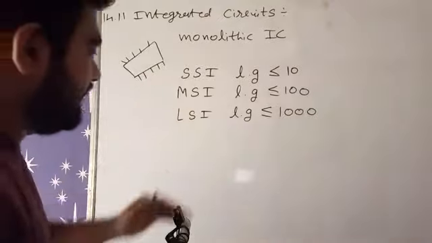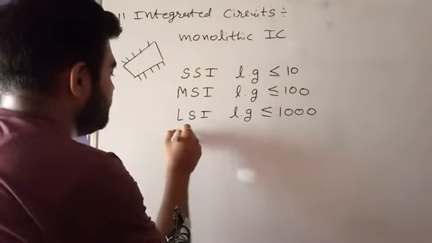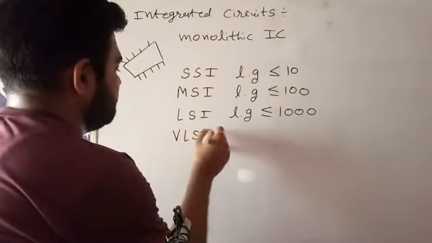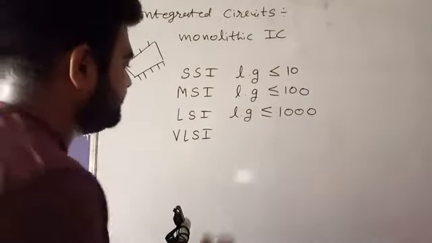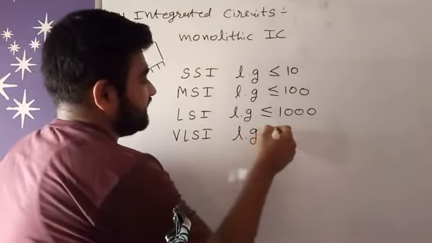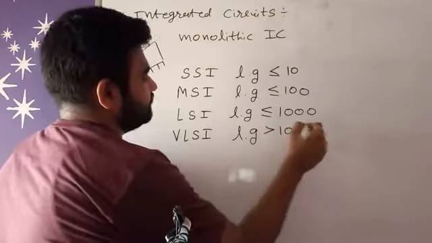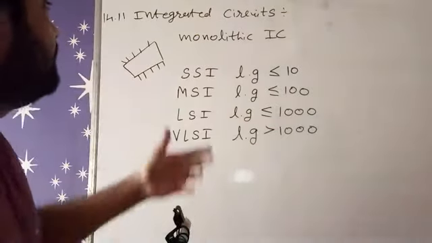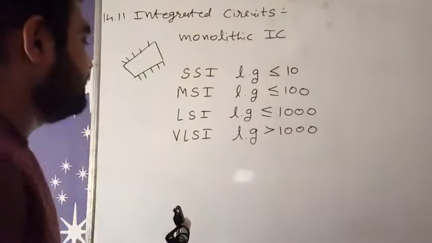And at last we are having VLSI, very large scale integrated circuit. So logic gates are greater than 1000. So we are having different types of integrated circuit.